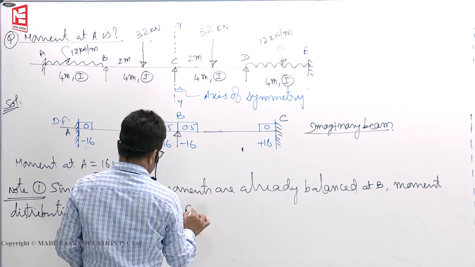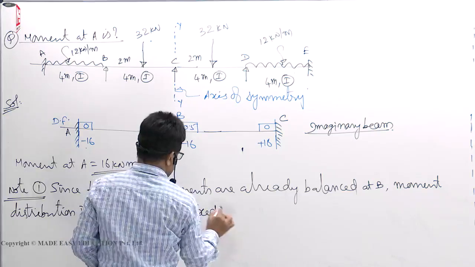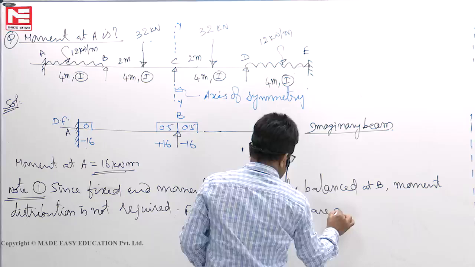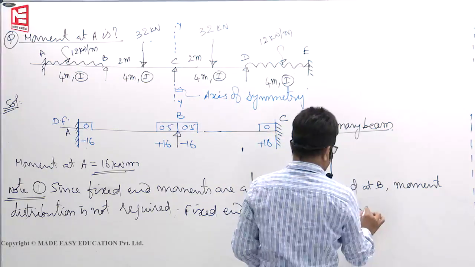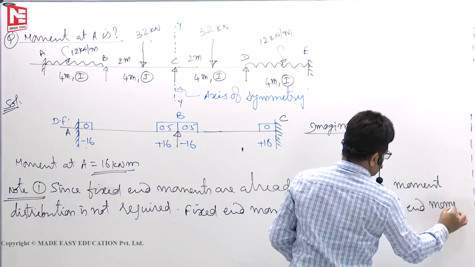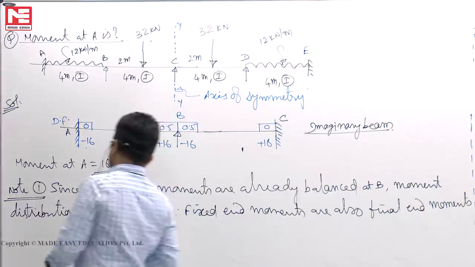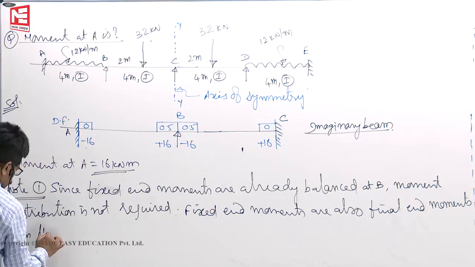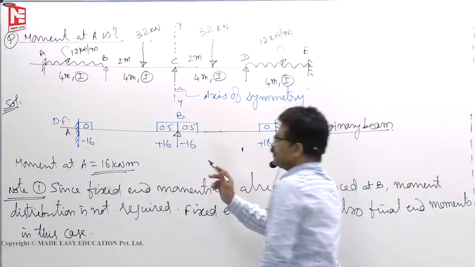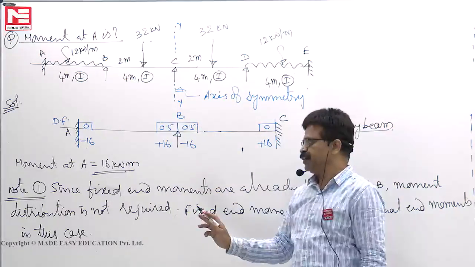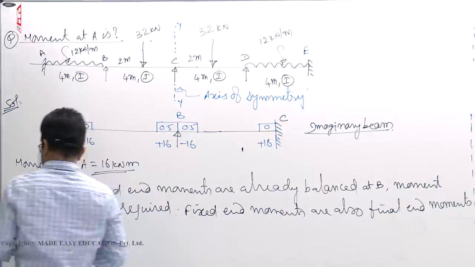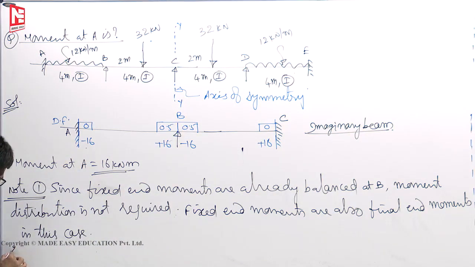Fixed end moments are also final end moments in this case. Okay, that's the first thing. Like that, if fixed end moments are also final end moments, it means that slopes are also 0. That is the second point we'll write.